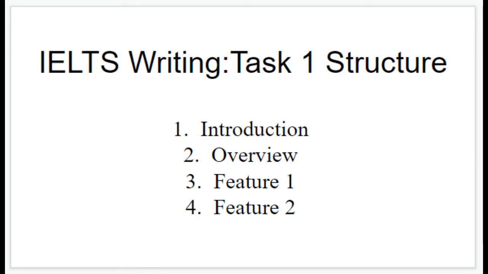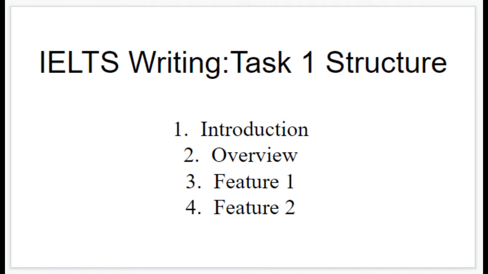The first part is the introduction. In this paragraph, you will introduce your graph to the readers in 1 or 2 sentences. That's it. Second is the overview, which is the most important, and you should always write an overview paragraph in your writing task part 1. In this, you should always show the general trends and features of your graphs. Never mention the minute details.